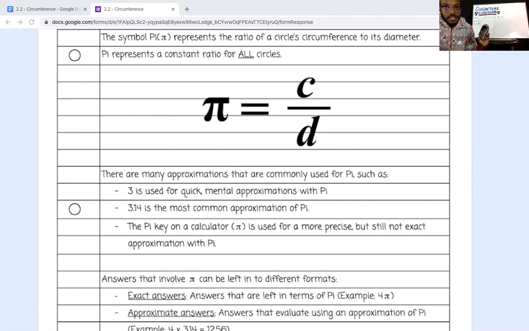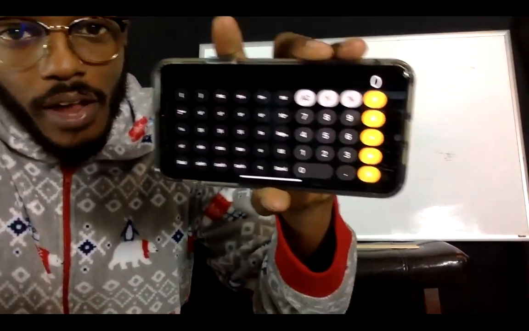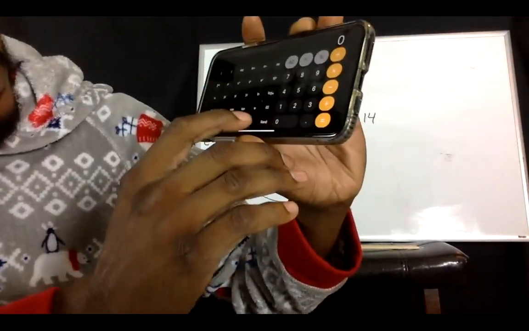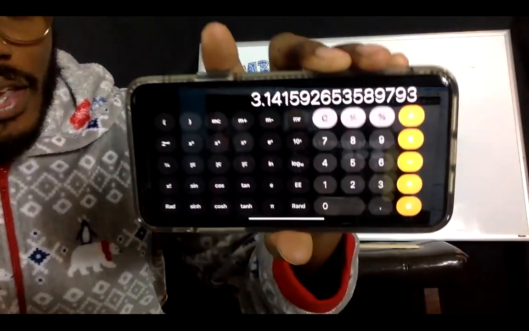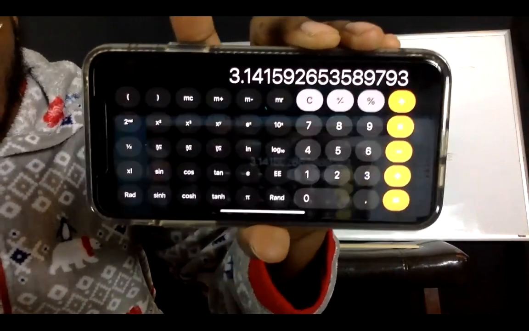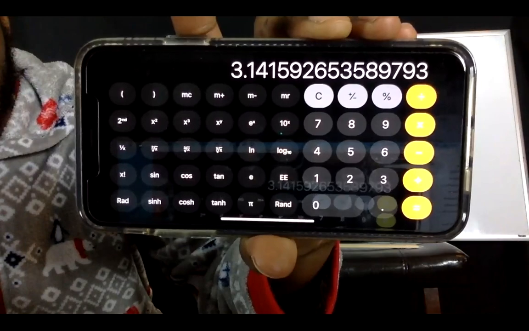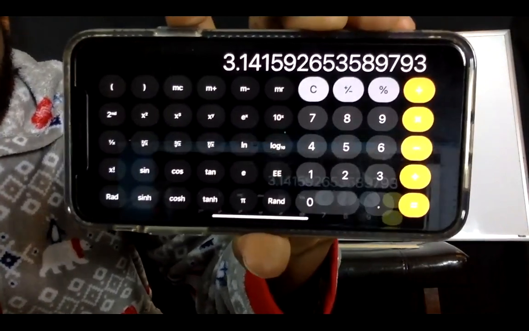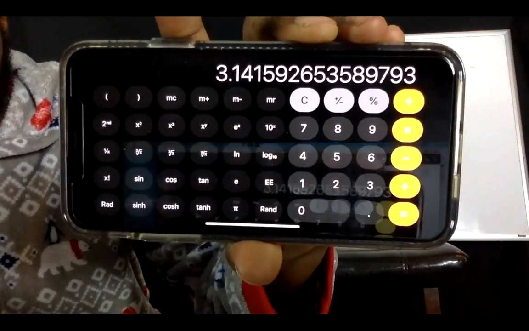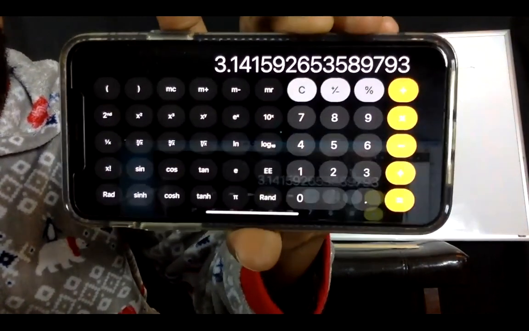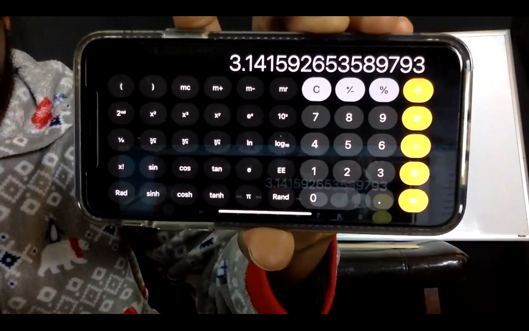I'm going to show you guys what this looks like when I do it on my phone. So here I have my lovely iPhone, and I'm going to press the pi button, and that is the number that I get. It even goes longer than that, but this is what the iPhone is going to tell you pi is equal to, which is a bunch of numbers. And if you can remember this, then I will give you $20 out of my own pocket. But you have to say it without looking at anything or cheating.